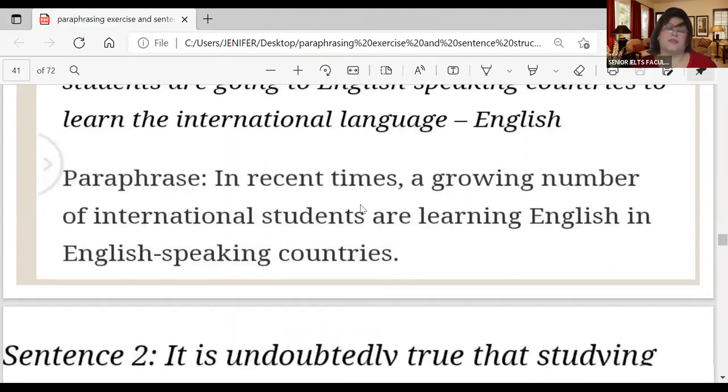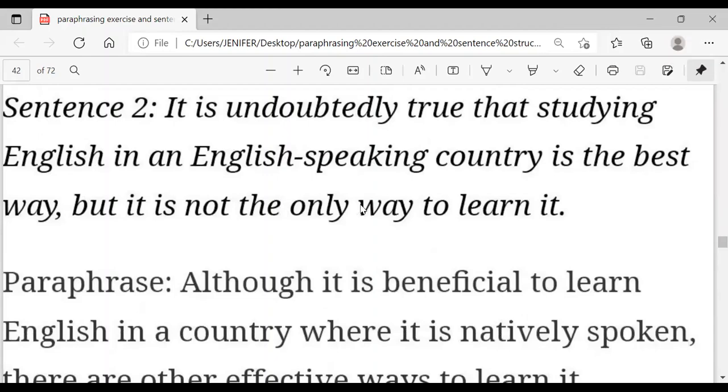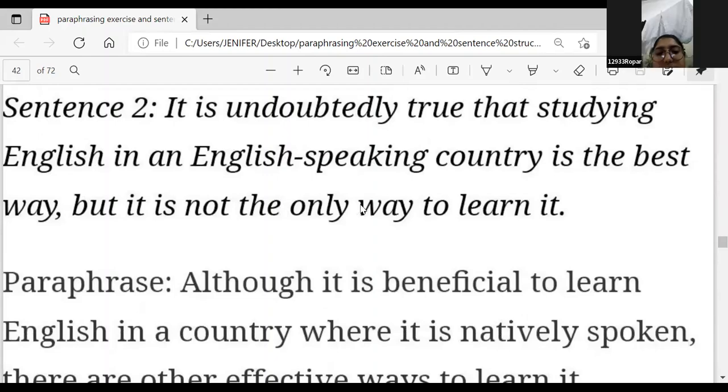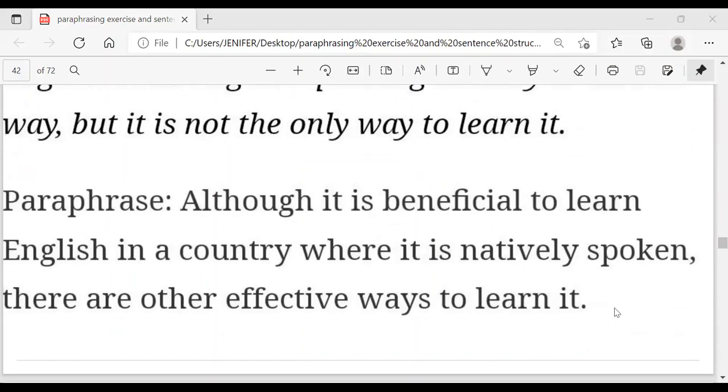Who is going to read it for me, the second sentence? It is undoubtedly true that studying English in an English-speaking country is the best way, but it is not the only way to learn it. Okay, who is going to read the paraphrase? Also, it is beneficial to learn English in a country where it is natively spoken. There are other effective ways to learn it.